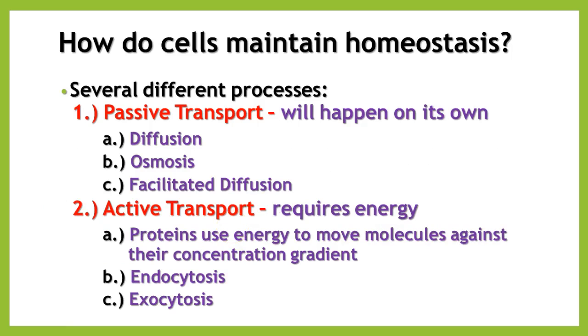So how do cells maintain homeostasis? Well, there are a couple of different ways they do this. There are several different processes. There's passive transport and active transport, the two major categories. Passive transport is the movement of molecules that will happen on their own. There are three main kinds of passive transport: diffusion, osmosis, and facilitated diffusion, and we'll talk about each of these in turn.